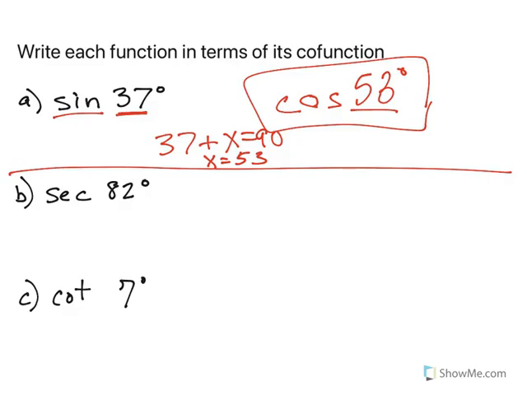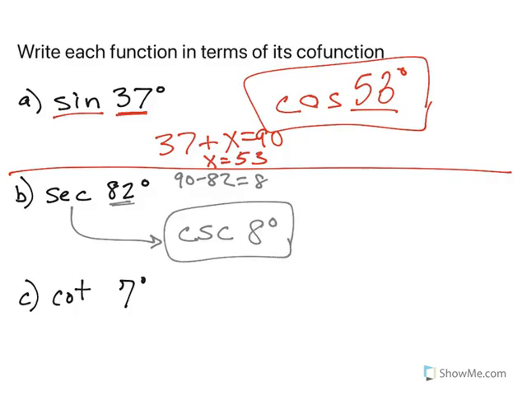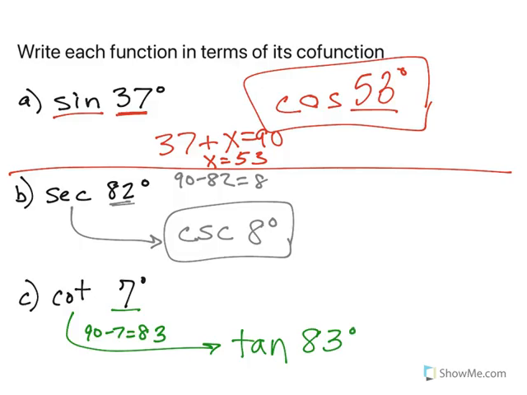Let's look at the next one. Secant of 82 degrees. Well, the cofunction of secant is cosecant. And if I take 90 degrees and subtract the 82 that I'm given, I have 8. So the cofunction would be the cosecant of 8 degrees. And the last one, I have cotangent of 7. Well, the cofunction of cotangent is just the tangent. And if I'm given 7, I'm going to take 90 minus 7 and I get 83. So tangent of 83 degrees would be the cofunction of the cotangent of 7.